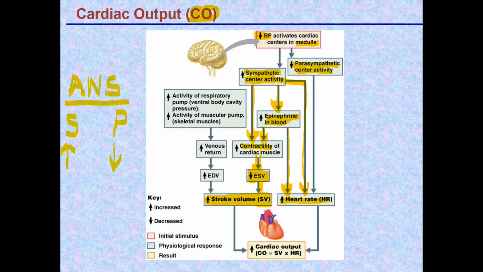The fact that parasympathetic goes down, parasympathetic output slows the heart rate. So if that is decreased, that kind of effect of the central nervous system is inhibited, then that also contributes to an increase in heart rate. In the end, an increase in stroke volume and an increase in heart rate will both cause an increase in cardiac output, because cardiac output is equal to stroke volume times heart rate.